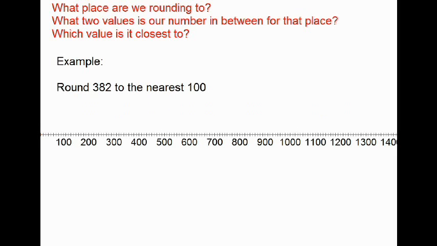So here's another example. In this case now, the first question we ask ourselves is, what place are we rounding to? Well, now we're being asked to round to the nearest 100. So you'll notice my number line has changed to count in hundreds. And we're rounding 382. If I try to find that on the number line, I would say that would be right about there, more or less. So the two values that it's in between for that place, so for the hundreds, 382 is in between 300 and 400.